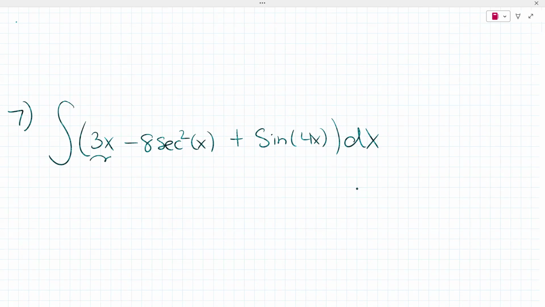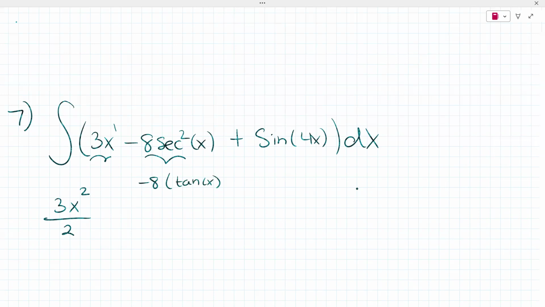So what's the integration of 3x? Well, it's just power rule, right? Old power plus 1, so 1 plus 1 is 2, divided by that power. What is the integration of negative 8 secant squared of x? Well, negative 8 is a constant, so you may take it out or factor it. And what is the integration of secant squared of x? That's a special integration rule or a trig integration, and that's going to turn out to be tan of x.